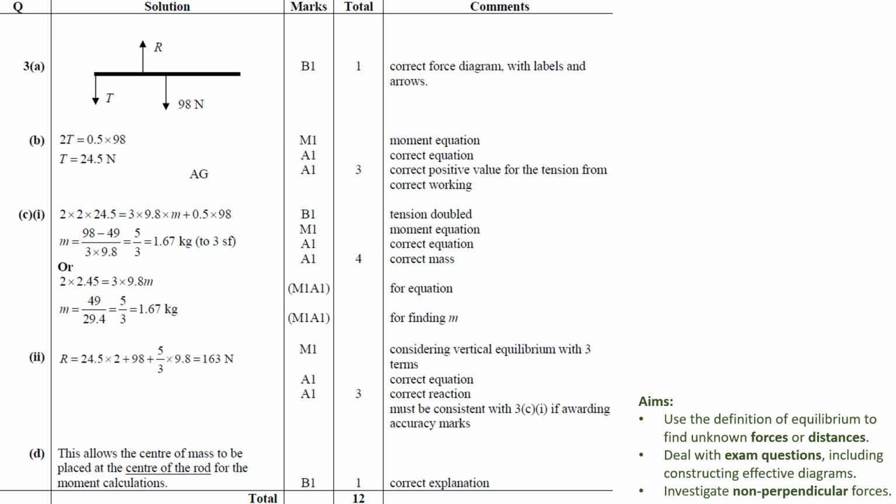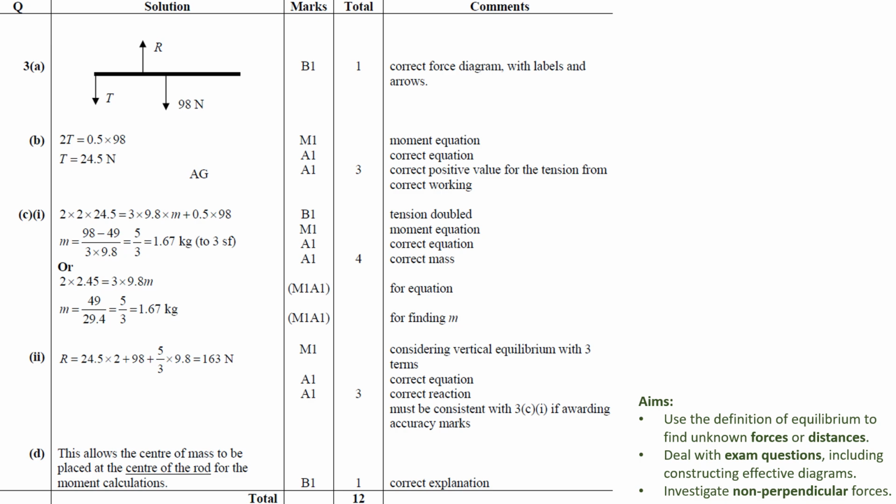You get 3 marks in part B for, first of all, taking moments correctly, and secondly, for calculating the value of tension. So you get a mark for the moment equation, a mark for getting the moment equation correct, and then the final mark for the correct positive value of the tension. If you screw something up and get a negative or something and then just change it at the end, you're not going to get those final answer marks. But as long as you get everything right, there's 3 marks for that section.